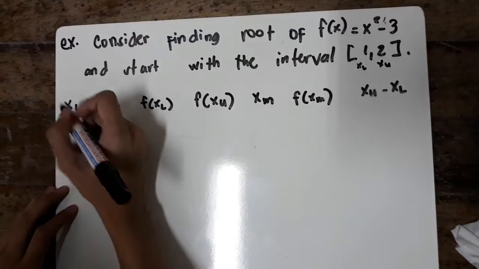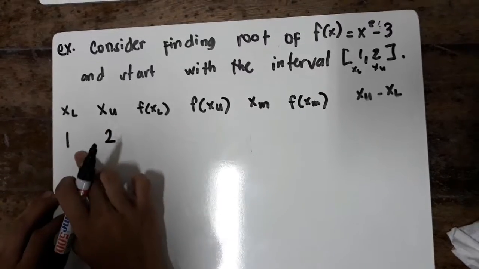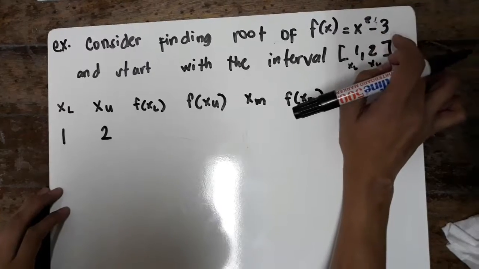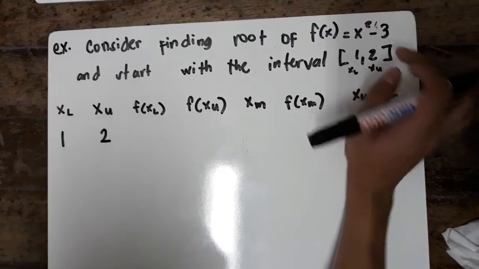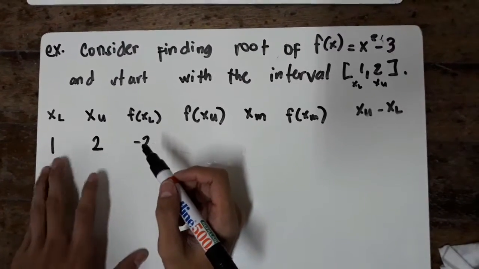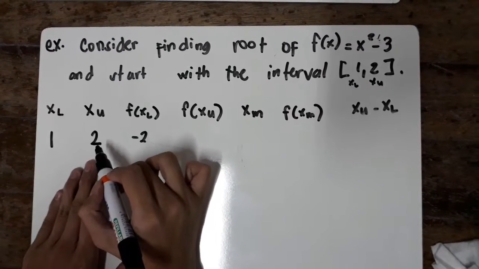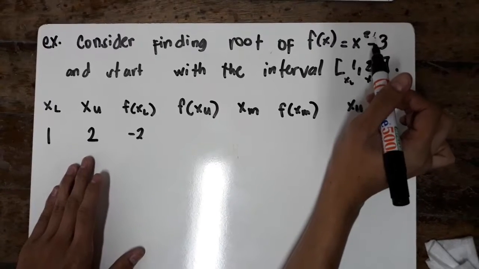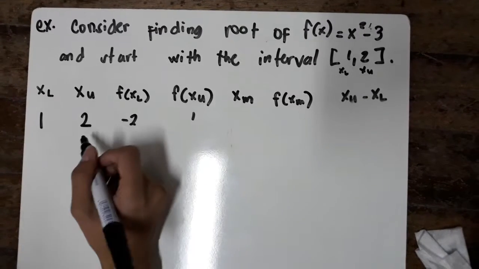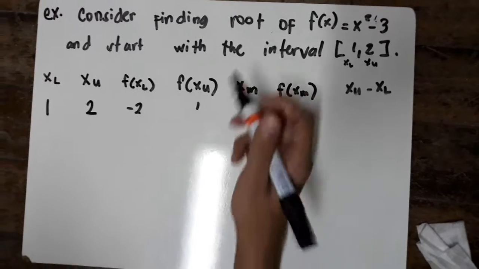From x sub l we have 1, x sub u we have 2, and let's substitute the value of x sub l, or the 1, into the equation. So 1 squared minus 3 is equal to negative 2. When we substitute the value of 2 into the equation, 2 squared minus 3 is equal to 1. Then we add x sub l plus x sub u, or 1 plus 2, over 2, and it equals 1.5.